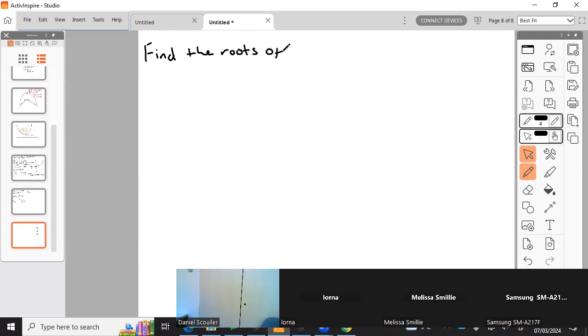Find the roots of the graph y squared minus 49 equals y. Find the roots means factorize. So without CDT, is there a common factor? No. Is there a difference of two squares?